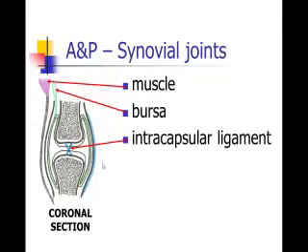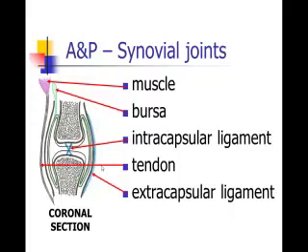Here we have an intracapsular ligament. Not all joints have them, and this one is a double ligament. This would be a drawing of what you have in your knee. You have an anterior cruciform ligament or cruciate ligament, and a posterior cruciform or cruciate ligament. And then we have the tendon, which attaches the bone, obviously. Well, actually attaches the periosteum of the bone. We have the extracapsular ligament. So in this drawing, this extracapsular ligament is a thickening of the joint capsule.